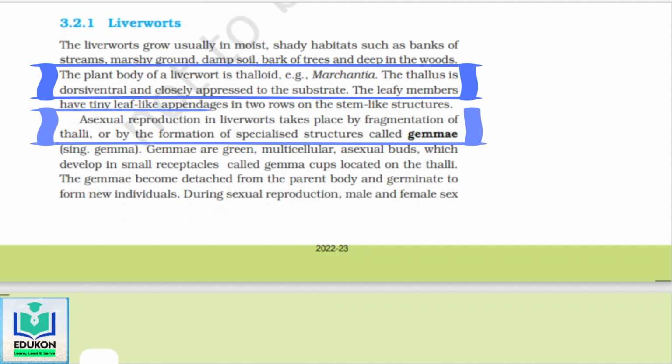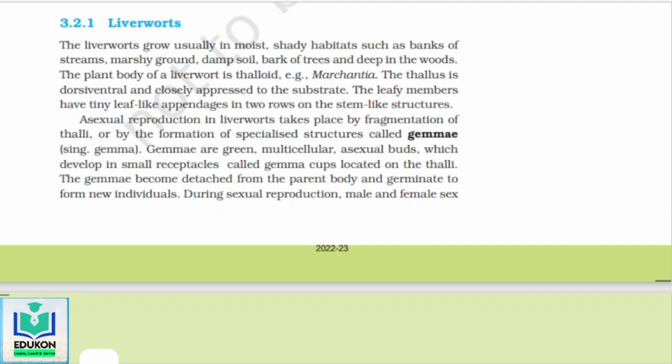Asexual reproduction in liverworts takes place by fragmentation of thalli or by the formation of specialized structures called gemmae. Gemmae are green multicellular asexual buds which develop into small receptacles called gemma cups located on thalli. The gemmae become detached from the parent body and germinate to form new individuals.